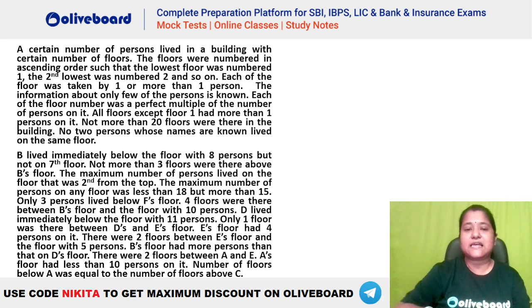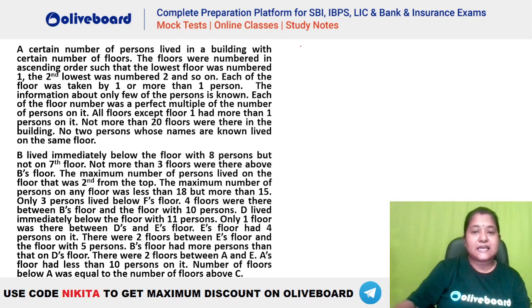Certain number of persons are living in a building with a certain number of floors. The floors are numbered in ascending order such that the lowest is 1, the second lowest is 2 and so on. So here we do not know how many floors are there, and every floor has a certain number of persons in it. Now the information about only a few of them is known. Each floor number is a perfect multiple of the number of persons in it.